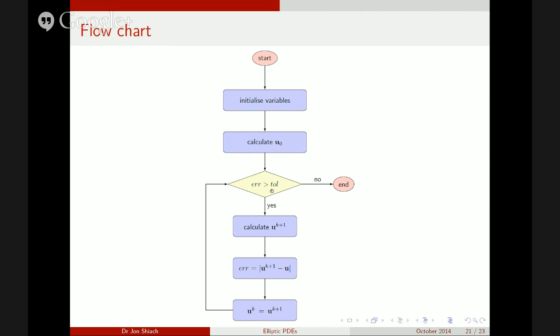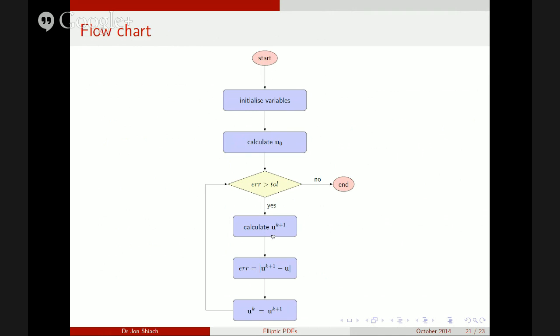Now we have a decision block. You've got to check whether the error, and when I say error, I mean the L2 norm, is greater than tolerance. Remember, tolerance is some small number. So before we get to this decision block, we have to specify the error as a number which is bigger than toll. For the first time round, we want error to be bigger than toll.